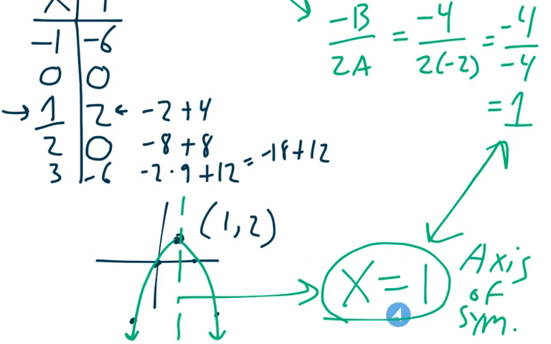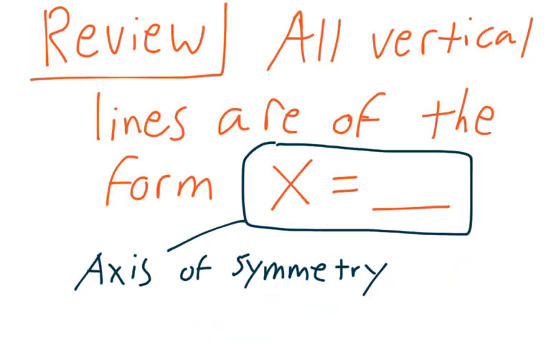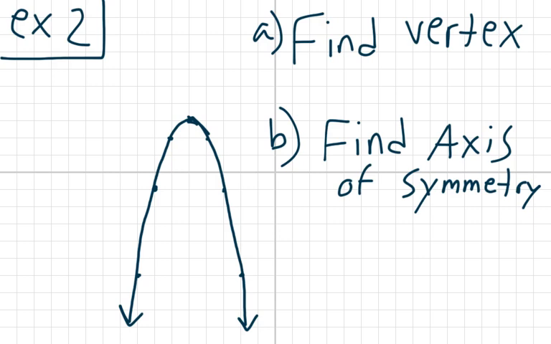Why is it in this form, x equals something? Well, to review from Algebra 1 in Chapter 2 of last semester, any vertical line is of the form x equals some number, right? These are vertical lines. Your slope's undefined, there's just x equals something. Looks like that.